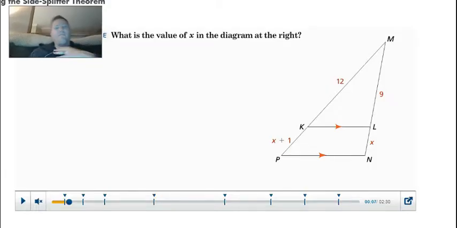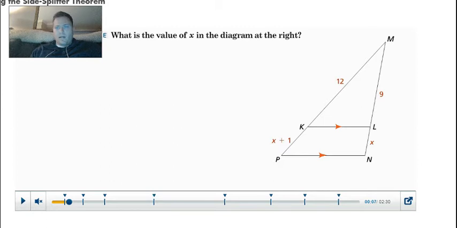Alright, so our first problem, problem number 1, we're going to be using our side splitter theorem, and it says, what is the value of x in the diagram at the right? So make sure you write down the question and make sure that you draw the picture with the different values. So when we are setting this up, we see that we have a triangle, we have that line right there in the middle, and it is parallel, so we know that the different sides are proportional.